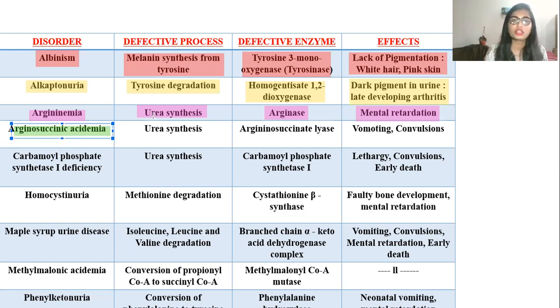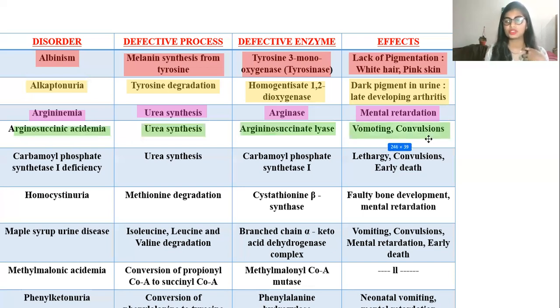Here also the defective process is urea synthesis, and the defective enzyme is argininosuccinate lyase. So when this argininosuccinate lyase enzyme gets deficient, that leads to argininosuccinic acidemia. The effects are vomiting and also convulsions. Convulsions means irregular movement of muscles, that's what is called convulsions, and also tiredness. So argininosuccinic acidemia will take place when this argininosuccinate lyase enzyme gets deficient.